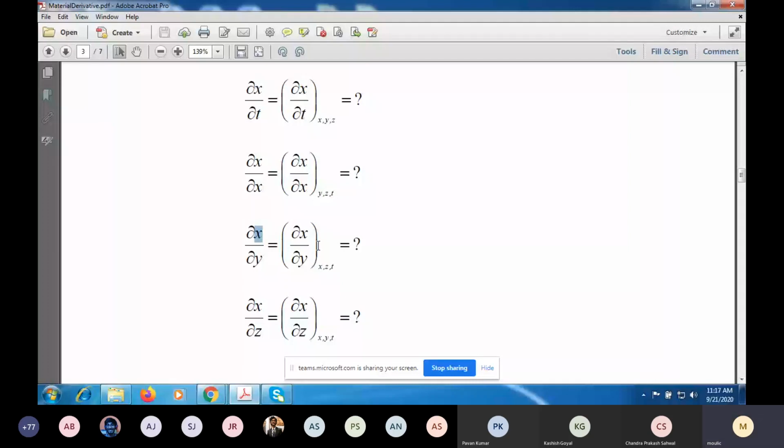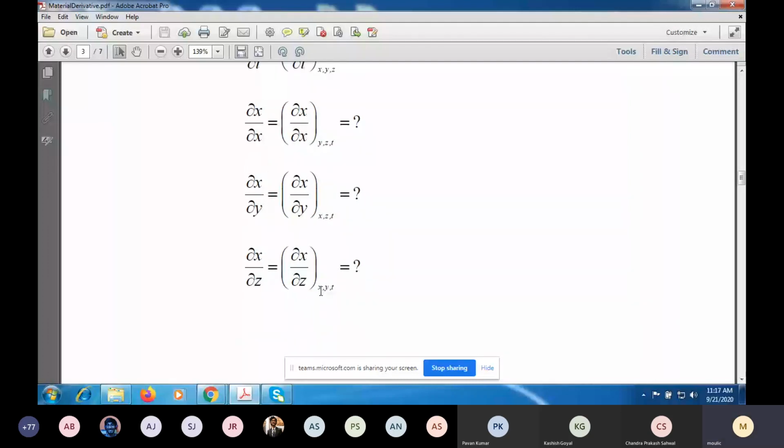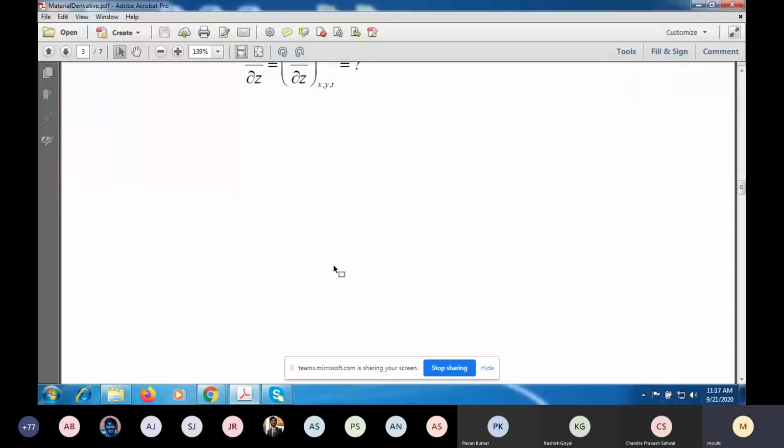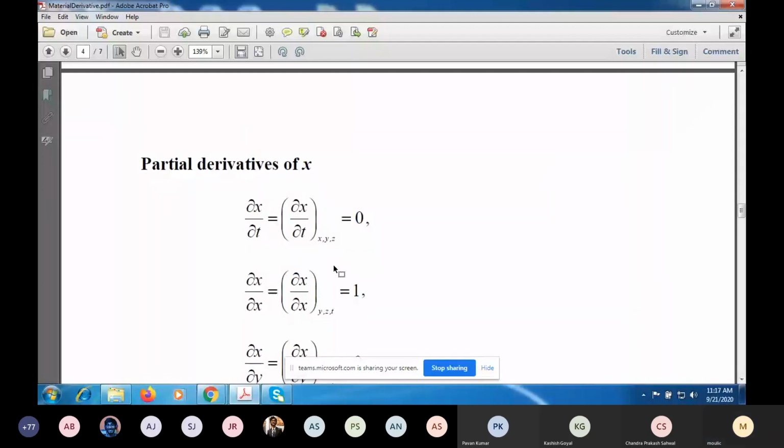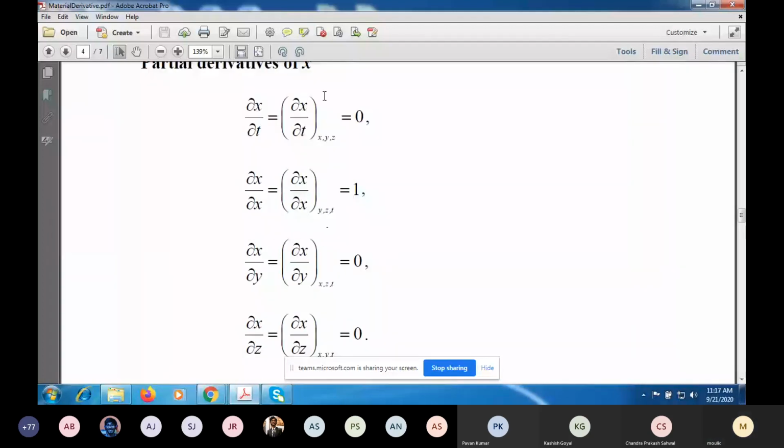And similarly, del x del z is a partial derivative keeping x, y, and t kept fixed. So if x is kept fixed over here, then the numerator is also kept fixed. Okay, so you have already given me the answer, but I went through it again. Del x del t is 0. We are looking at a coordinate system which is fixed, it's not moving. Del x del x is 1, del x del y is 0, del x del z is 0.